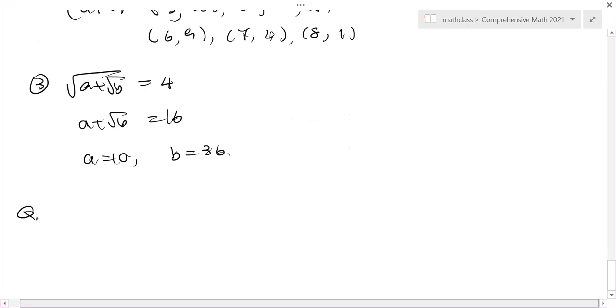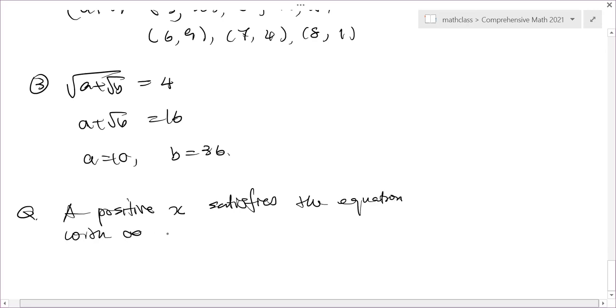Okay, our second question is interesting. You probably never see a problem like that. Find positive x that satisfies this equation, but with infinitely many terms. Right, satisfying the equation with infinitely many terms. Okay, radicals. Yeah, radicals.